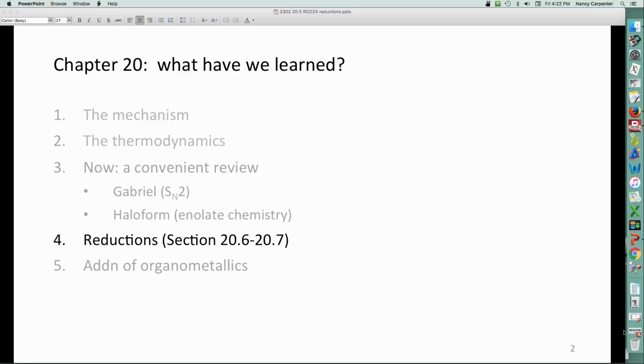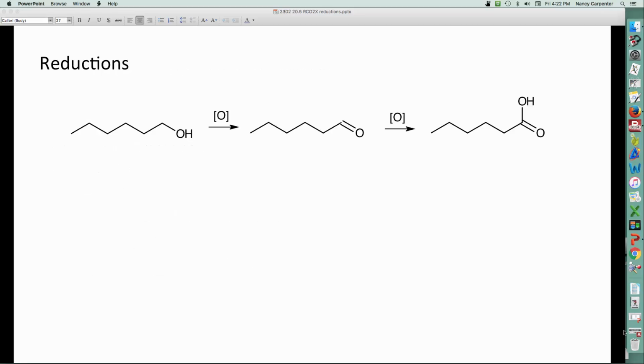All right, so here's where we're at. We just learned about Gabriel and haloform reactions, which are kind of oddball little things thrown in miscellany in the middle of this chapter. But mini lectures 4 and 5 are a review of stuff that should make good sense. So reductions. Let's not talk about reductions. Let's talk about oxidations first, because that's what we just started looking at.